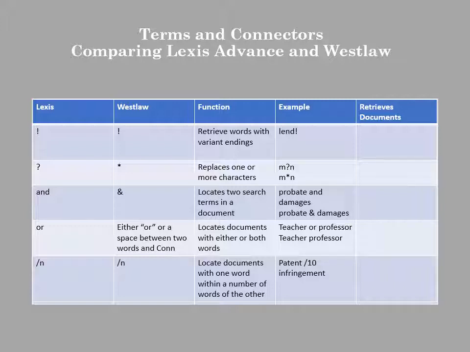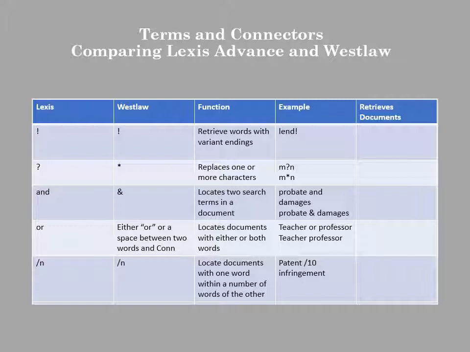Now, you don't have to memorize these. They are available in Lexis and Westlaw, so no need to memorize them, but as you start using them more, you will remember them. So an exclamation point is the same in Lexis and Westlaw. It will go and find words that have variant endings. Okay, so what does that mean? So if you wanted to find everything that has to do with banking and lending, so lending is the word you want to use. That's your keyword.